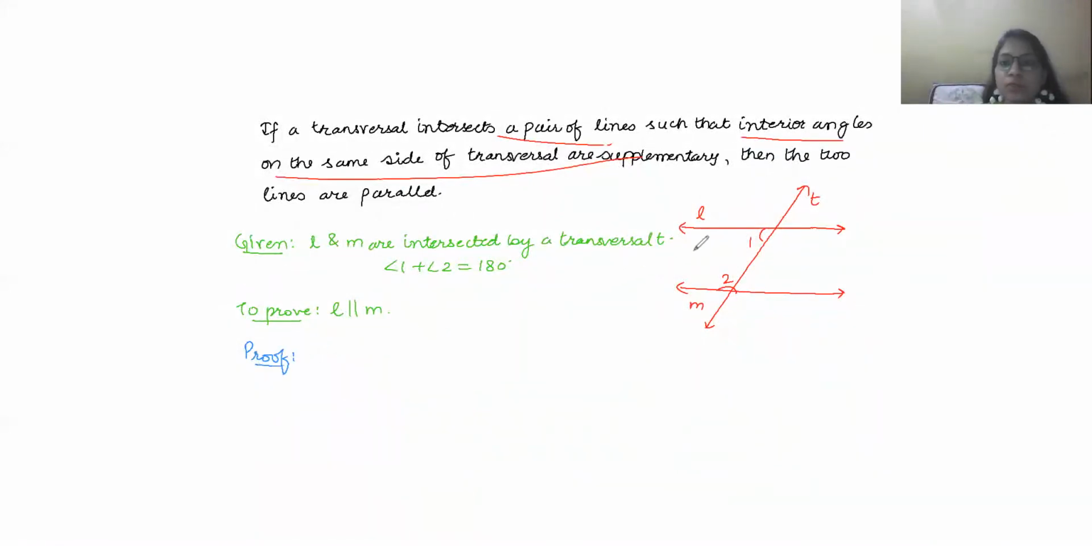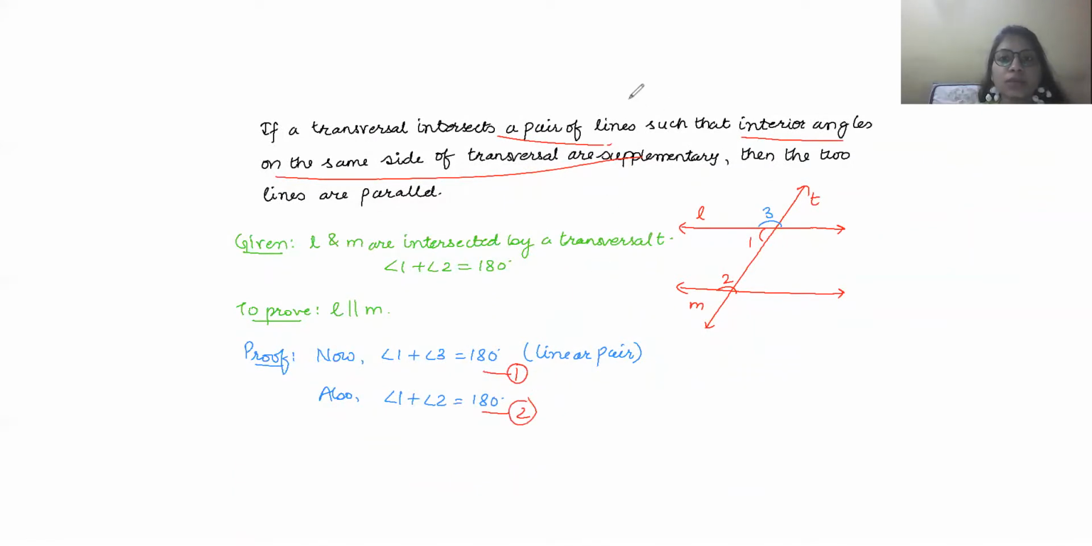We can consider one more angle here. Let us consider this angle 3. Now see, angle 1 plus angle 3 will be equal to 180 degrees because they are a linear pair. Angle 1 and angle 3 are lying on this straight line T, so their sum will be 180 degrees because of linear pair. Also, one condition was given to us in the question: angle 1 plus angle 2 equals 180 degrees. So now we have these two conditions. Let us name this equation as 1 and the other equation as 2.